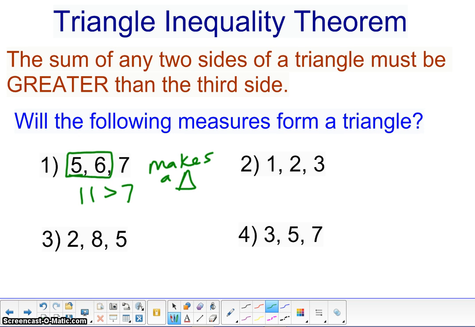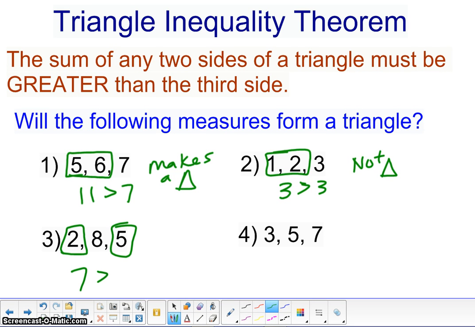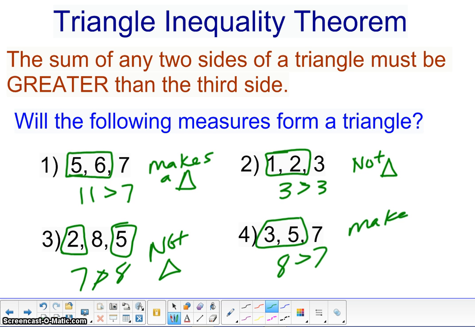Okay, check the next one. 1 and 2 are the smallest, and 1 plus 2, as you know, is 3. It is not greater than 3, so this one does not make a triangle. And go ahead and push pause and do the next two. So hopefully you have 2 and 5 as the ones chosen. 7 is not greater than 8, so this does not make a triangle. And the last one, the smallest, is 8. 8 is greater than 7, so it does make a triangle.